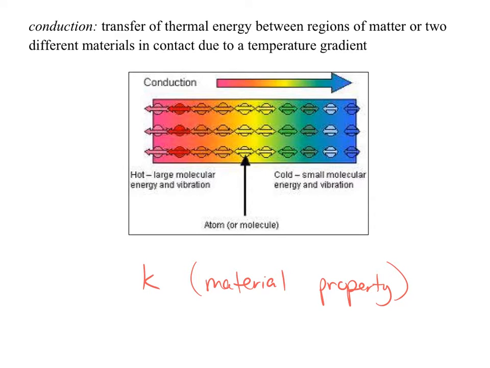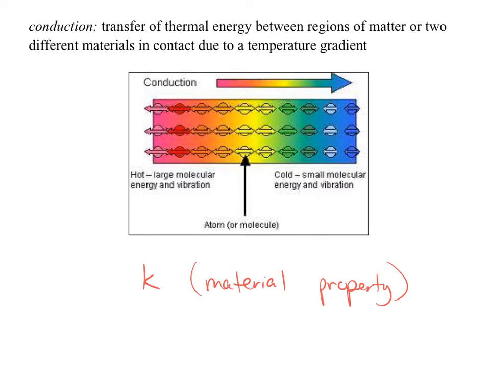K, I wrote down the material property. K is a material property, similar in nature to density. The density of lead is a given number. It doesn't matter how much lead you've got. You could have a small piece of lead, a big piece of lead. The density is a number. It doesn't change. The mass changes if you have more of it, right? The volume changes if you have more of it. But the density is an inherent property.